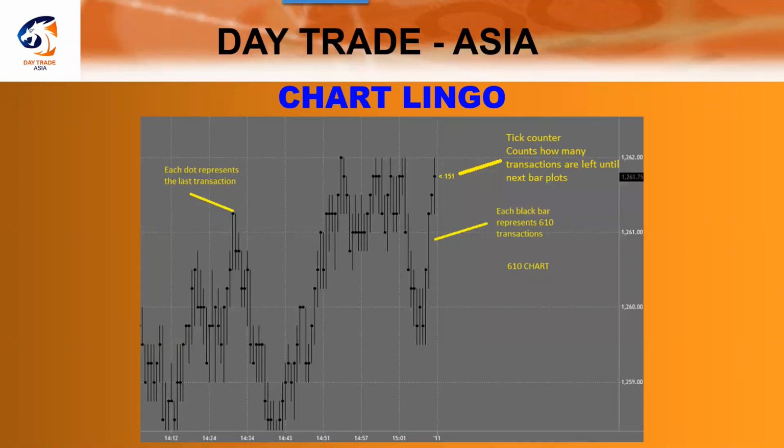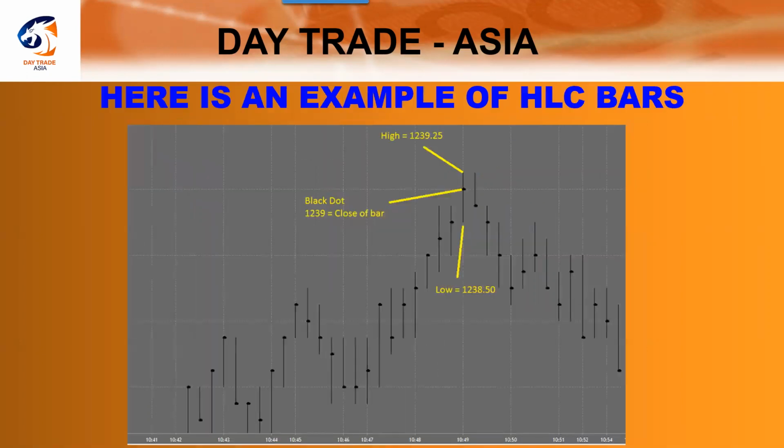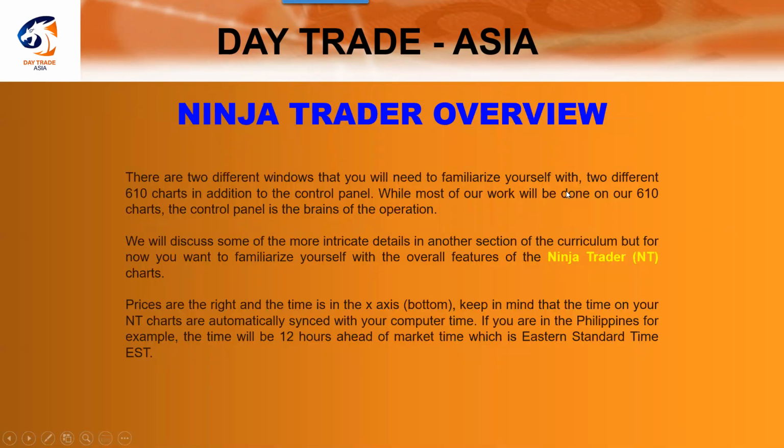So like I said, each bar represents 610 transactions. Each dot is the closing price of that bar. Okay, that's clear. Next one is basically, for example, in this one, you have the high of the bar, which is right here, the high. You have the low of the bar, and you have the closing of the bar, which is the dot. Clear? So there are two different windows that you will be familiarizing with.